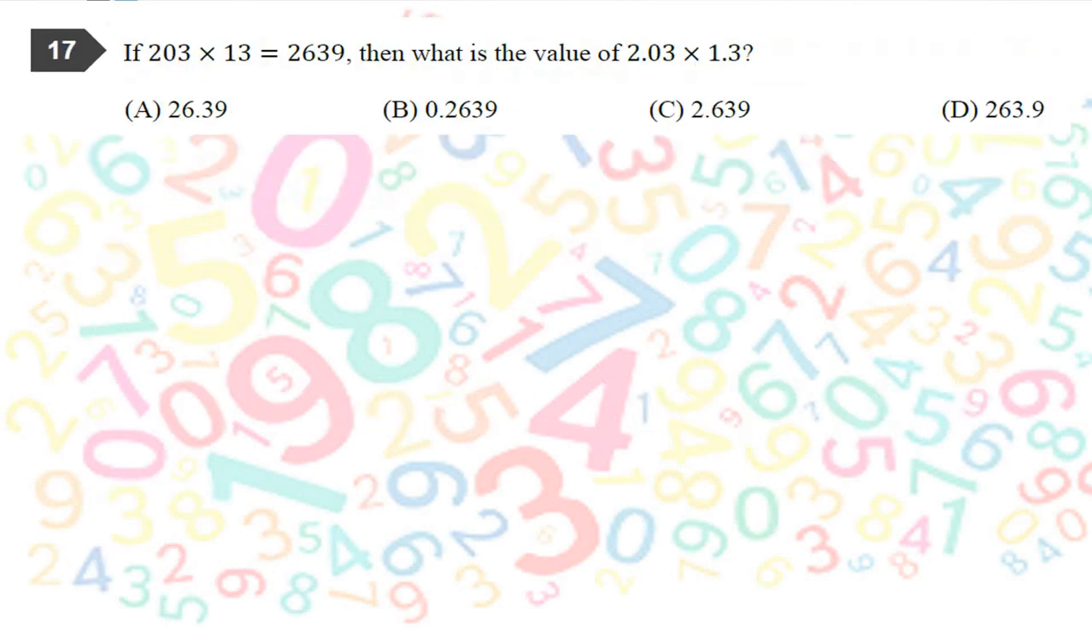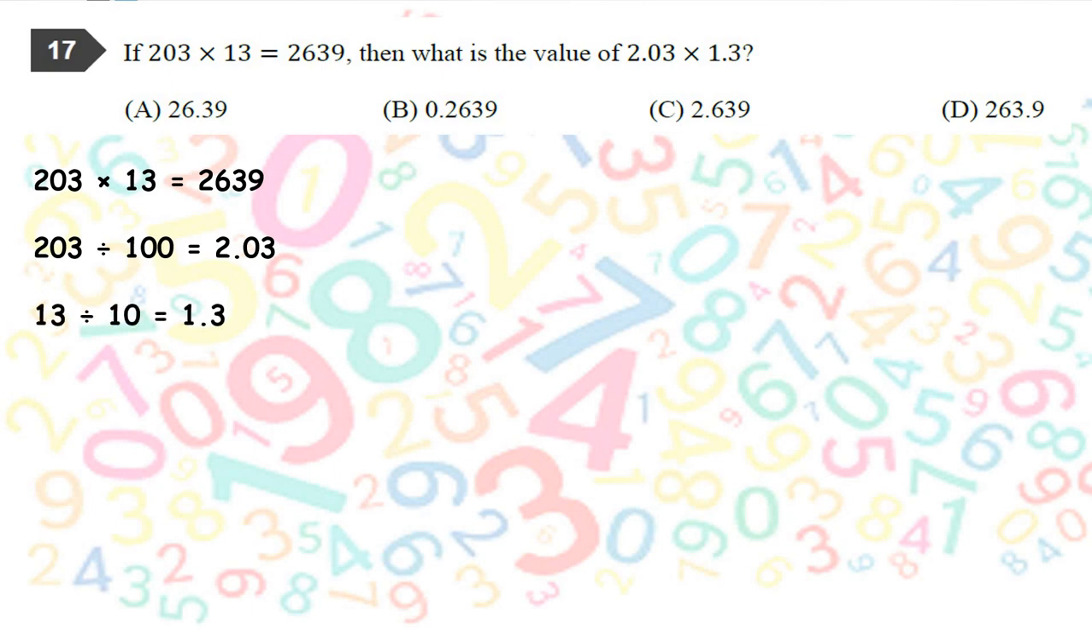So now if 203 into 13 is equal to 2639, then what is the value of 2.03 into 1.3? Now students, we can find this out without actual multiplication. How? It is already given that 203 into 13 is 2639, and we know that to convert 203 into 2.03, we will divide it by 100, and we will divide 13 by 10 to get 1.3.